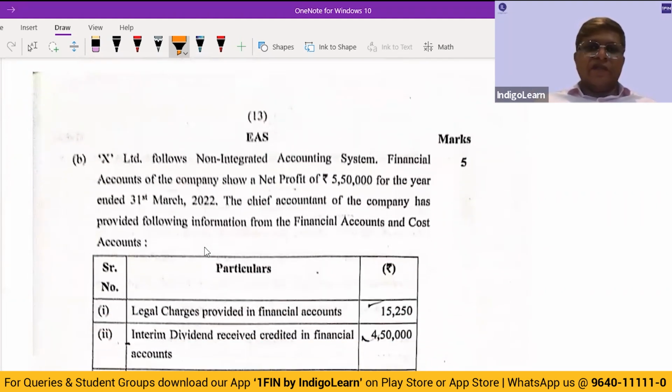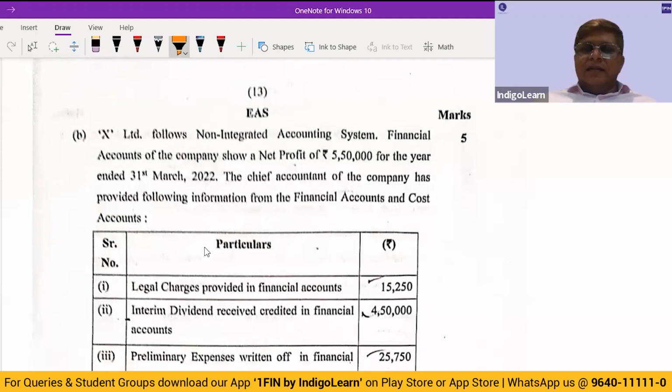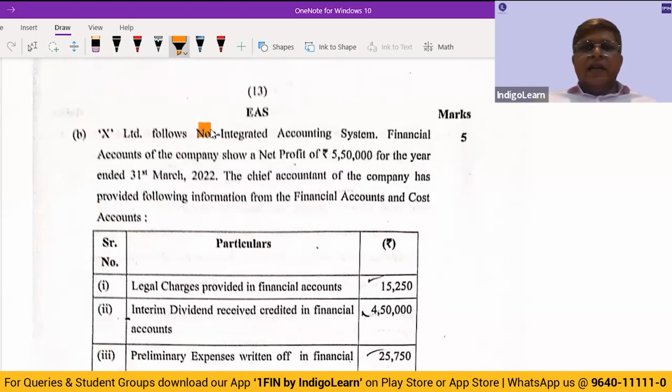Now this is a question for 5 marks. X Limited follows non-integrated accounting system, meaning separate accounting financial records, separate cost related records. So this is from cost accounting system, 5-mark question. Now, since it is a 5-mark question, I'm not expecting they will ask us to pass journal entries or prepare all the accounts. Most likely it will be a reconciliation question.